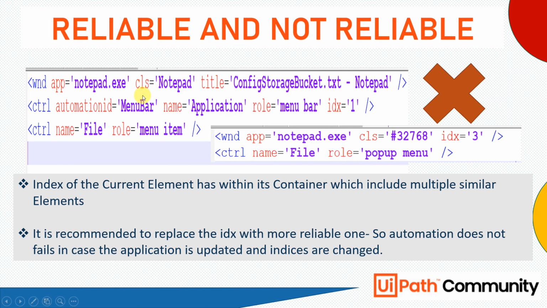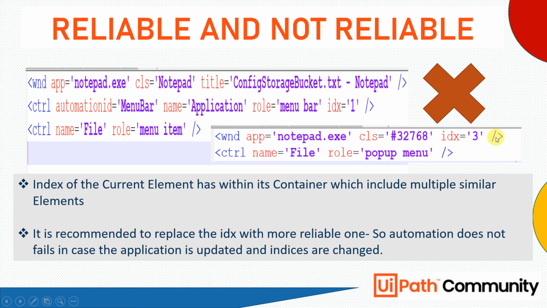So if you see in the first line, this is something called the title. That means this is not a reliable selector, and this is also a not reliable selector because it has an item called IDX, right? As per UiPath recommendation, we should omit the use of IDX. Why is that so? Because what is IDX? IDX is the index of the current element within the container, which includes multiple similar elements, right? So UiPath is identifying based on the number of containers it is having. So it has put an IDX of 3. For example, it is asking to click on the notepad.exe wherever the index is 3.